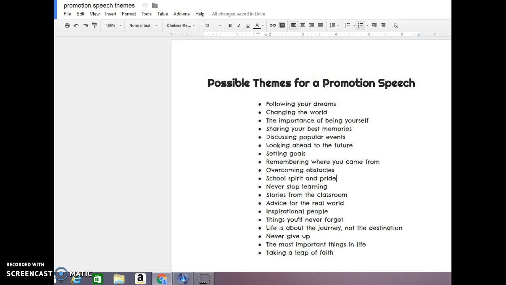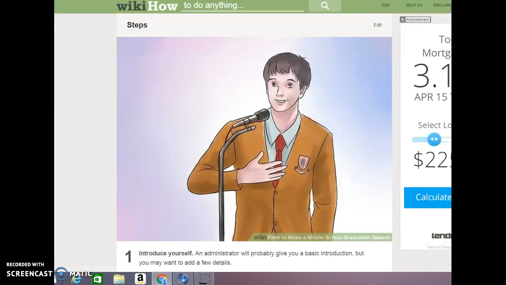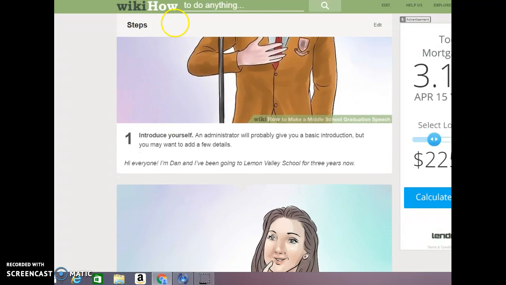All right, well, let's go ahead and look at the slideshow. I'm going to walk you through this slideshow. You will also have a link to this slideshow if you want to look at the slideshow on your own. Okay? So this is the more simple speech, and these are the steps. So step 1 is basically to introduce yourself.